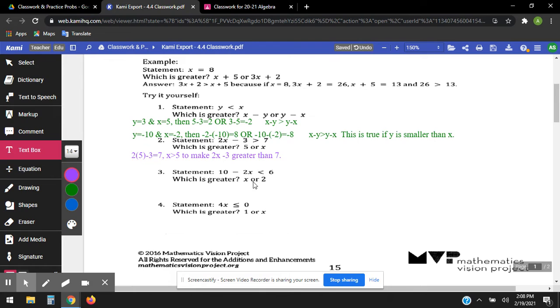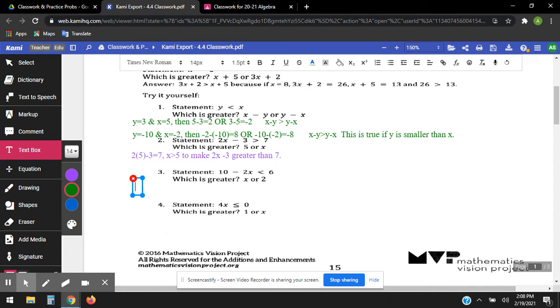The statement is 10 minus 2x is less than 6. Which is greater, x or 2? All right, let's try this one. Let's start by substituting in our 2. So 10 minus 2 times 2 equals 6. So if we substitute in a 2, it makes them equal. So x has to be less than 2 for this statement to be true.